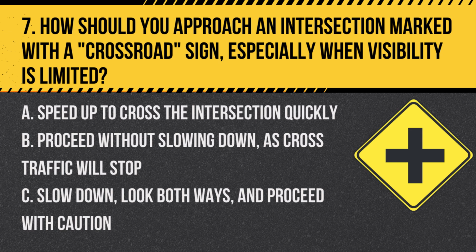Question 7. How should you approach an intersection marked with a crossroad sign, especially when visibility is limited? A. Speed up to cross the intersection quickly. B. Proceed without slowing down, as cross traffic will stop. C. Slow down, look both ways, and proceed with caution.